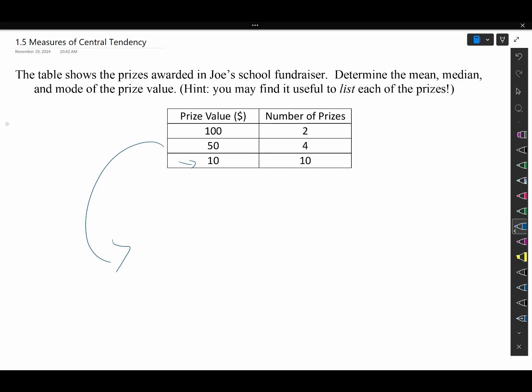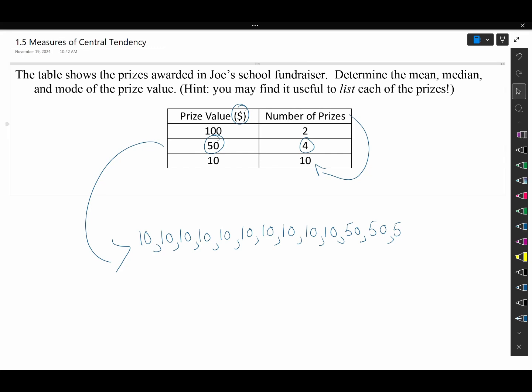We have a prize of $10, and how many of those do we have? We have 10 of them. So if we're listing the prizes here, we have 1, 2, 3, 4, 5, 6, 7, 8, 9, 10. Easy. Fantastic. Now I have a prize of $50. How many of those do I have? I have 4 of those, so let's list those. 1, 2, 3, I'm struggling here, and that's okay, 3 and 4.